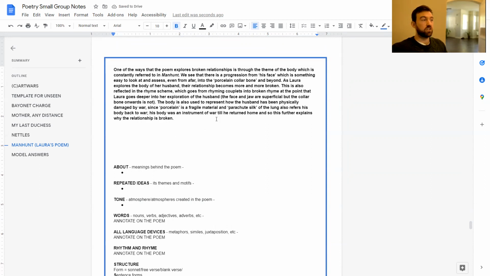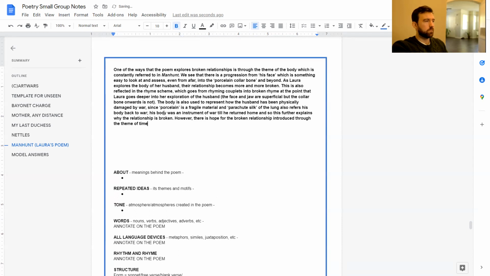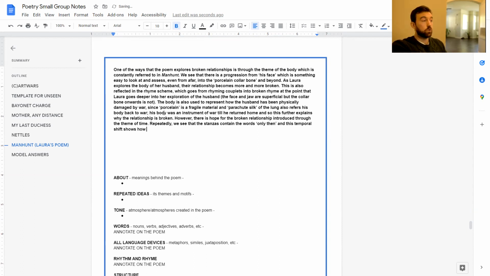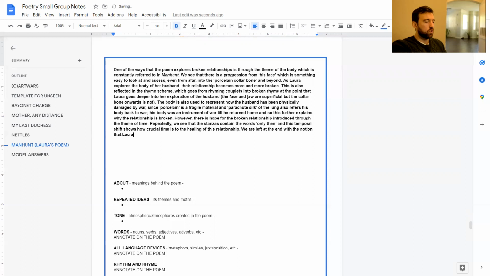Now, I could stop there. That's probably a pretty good paragraph looking at just the theme of the body, but I'm going to show off and go a bit deeper because why not? However, there is hope for the broken relationship introduced through the theme of time. Repeatedly, we see that the stanzas contain the words "only then," and this temporal shift shows how crucial time is to the healing of this relationship. We are left at the end with the notion that Laura can come close to her husband again.